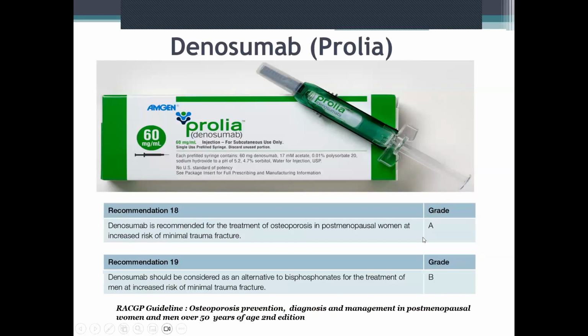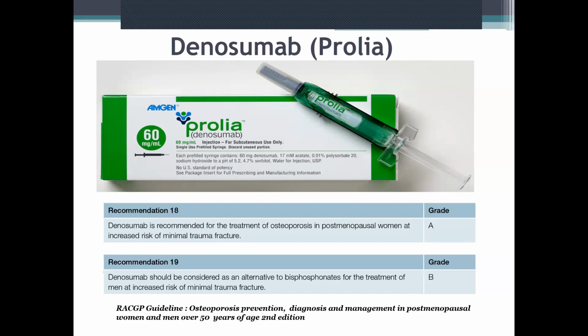So for the evidence for use of Prolia, you can use it first line for treatment of osteoporosis in postmenopausal women. And it is used as alternate therapy for men. So second line therapy in men for management of osteoporosis or their increased risk of minimal trauma fracture.